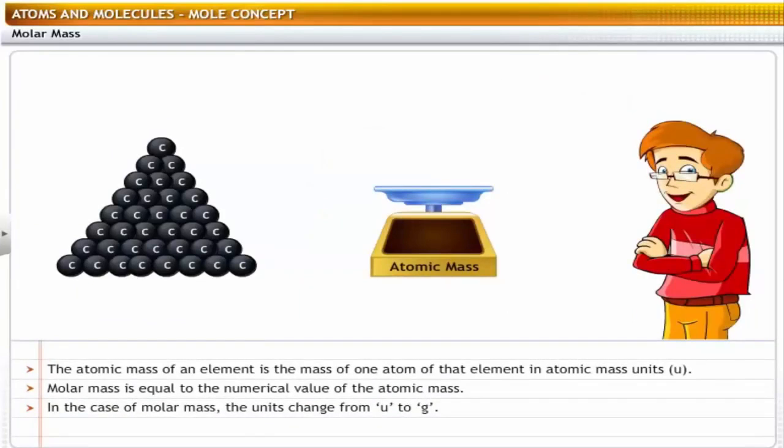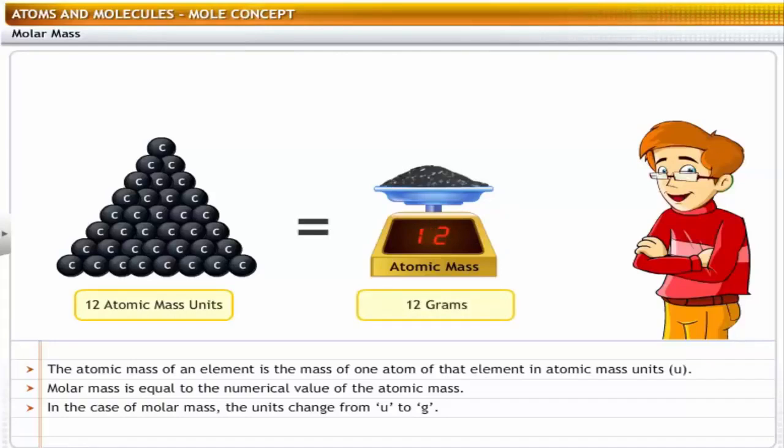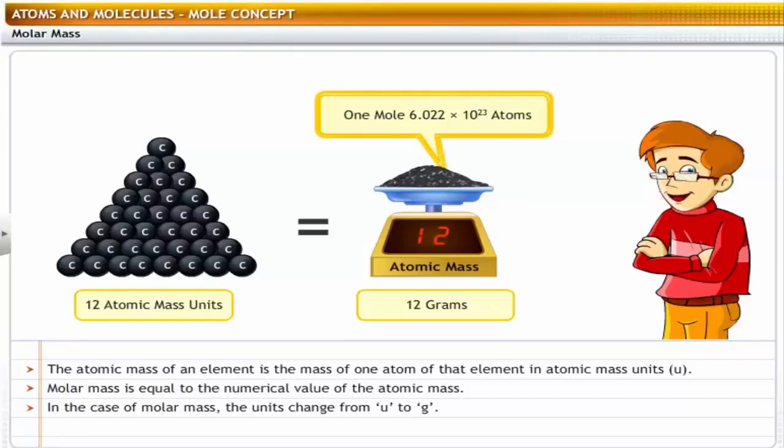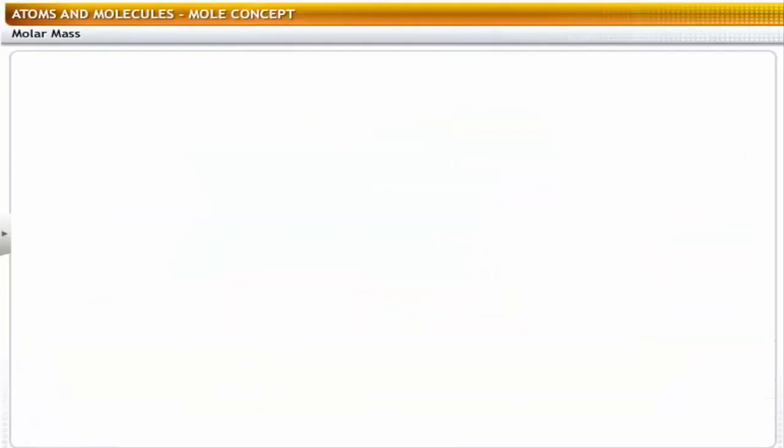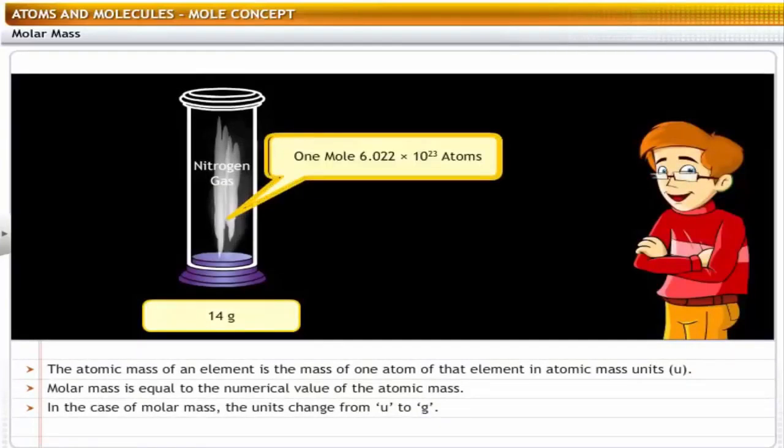In other words, the molar mass of an atom is also known as gram atomic mass. For example, the atomic mass of carbon equals 12 atomic mass units. So, the gram atomic mass of carbon is equal to 12 grams. Therefore, 12 grams of carbon is equal to 1 mole atom, which has 6.022 multiplied by 10 to the power of 23 atoms of carbon. Similarly, 6.022 multiplied by 10 to the power of 23 atoms of nitrogen.